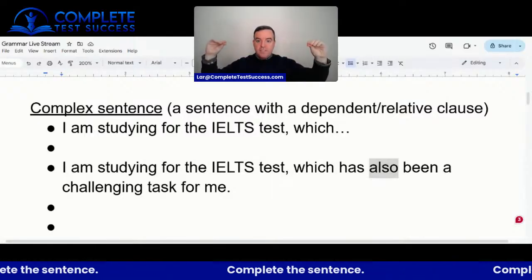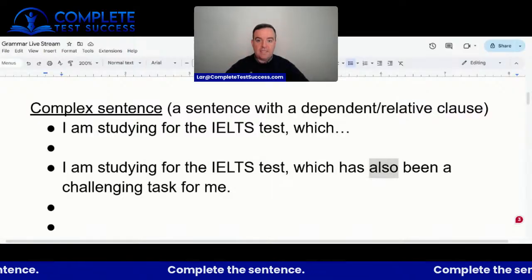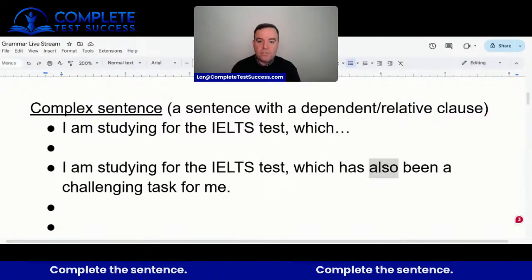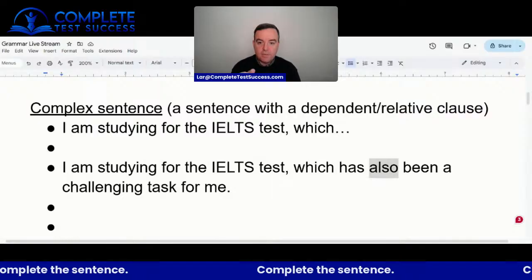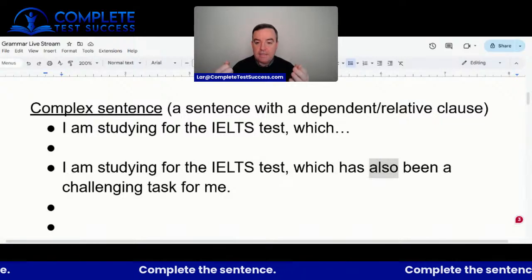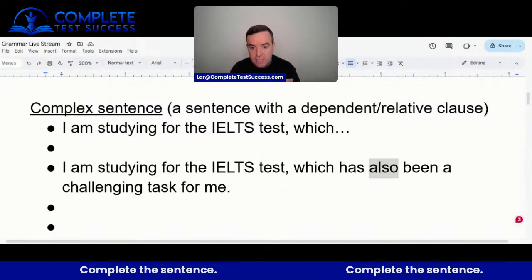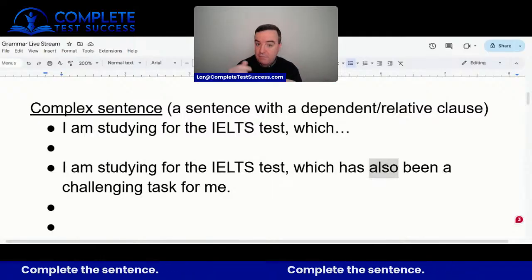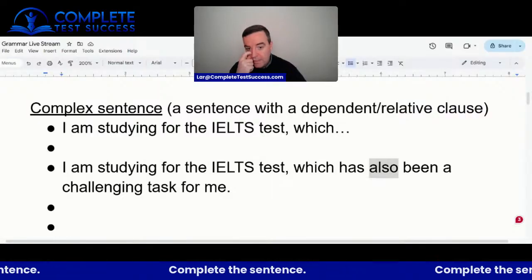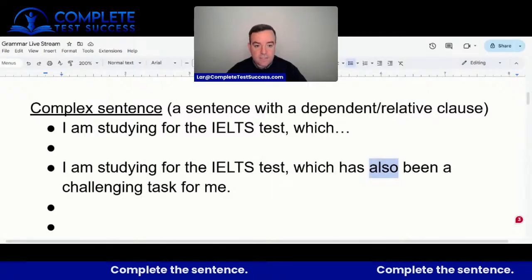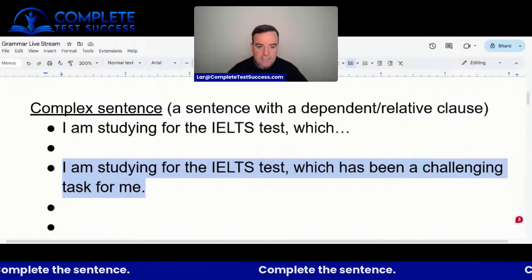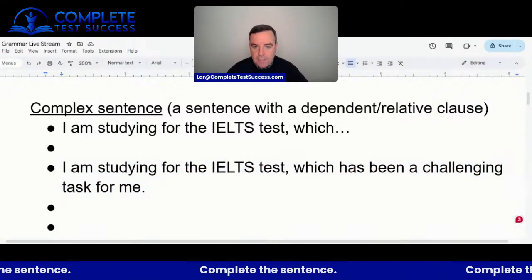So normally we don't just have one sentence. We have a full story or a full text, it's not just one sentence taken out of nowhere. So it's not that also would be wrong in every situation. If you were talking about like, I'm very busy at work, it's been really, really challenging. Also, I'm studying for the IELTS test, which has also been challenging for me. That's fine, if it was the second thing you mentioned. So it's not that there is no situation where the word also would be appropriate. It would be, but as a standalone sentence, without having mentioned something previously, it wouldn't be the right option. So I'm studying for the IELTS test, which has been a challenging task for me.